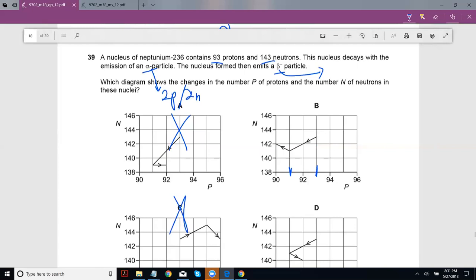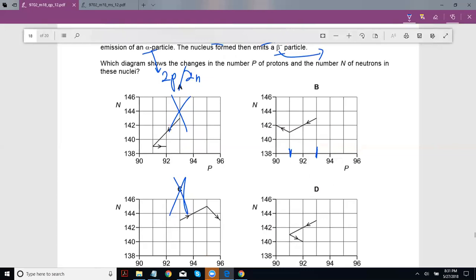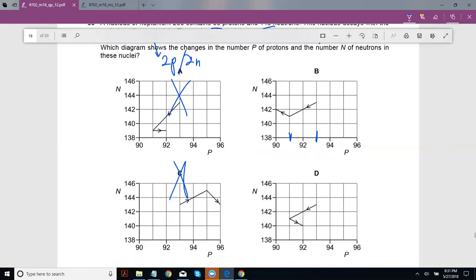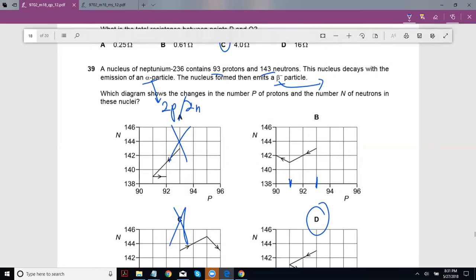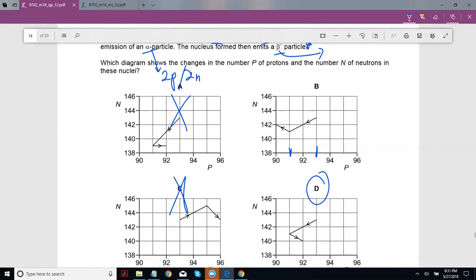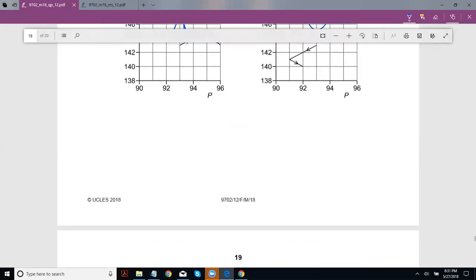What a beta particle emission does is it converts one neutron to a proton, right? So neutrons reduce by one and protons increase by one. Could you explain how it converts? If you emit a beta particle, you're losing a negative charge. That means you're getting a positive charge, right? So one neutron is going to a proton and releases a beta particle.